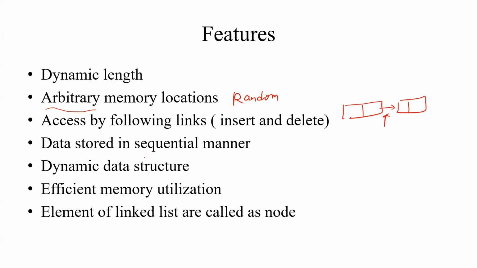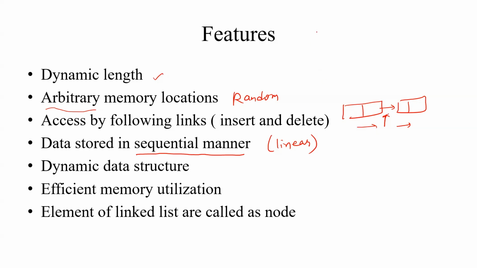Data is stored in sequential manner. As you know already, it is a linear data structure. In the linear data structure, you can see the data is sequential. It is a dynamic data structure, as we know that the length can be increased or decreased at runtime. Here, efficient memory utilization will be there. Why? Because we don't require a huge amount of memory for that.